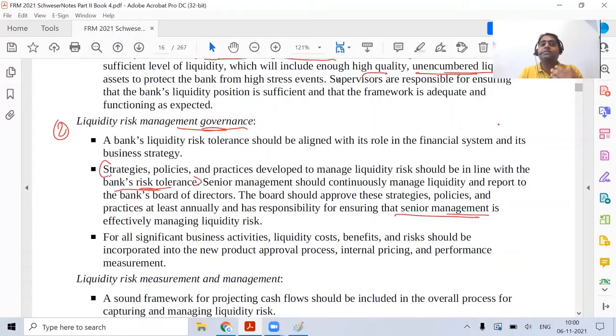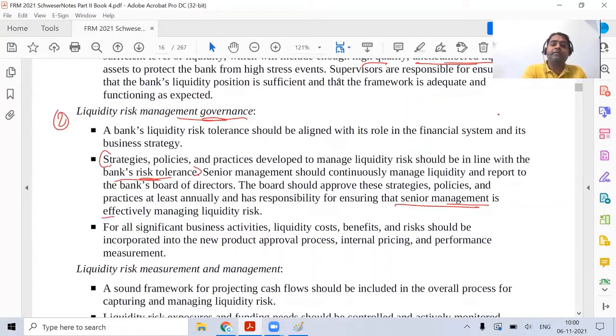And they generally have a liquidity committee in place in a lot of bigger organizations where liquidity related presentations are done. You have a specific liquidity team which will do the presentation. Okay, there is one more activity. You can mark this with a star: the liquidity cost, benefit, and risk.